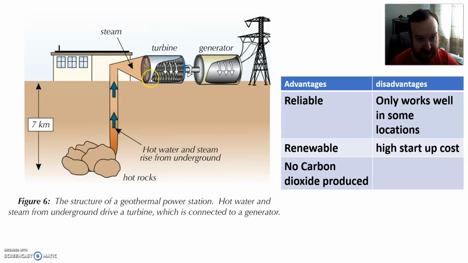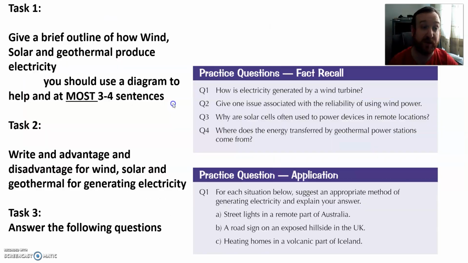Now, your task this week, boys and girls, you've got three, and I've got a bonus one coming. So first, you need to give a brief outline of how wind, solar and geothermal produce electricity. So it's a little sentence descriptor, at most 3 sentences, 1 or 2 sentences. Use a diagram to help, so draw a picture of it. Task 2, you need to write an advantage and a disadvantage for wind, solar and geothermal for generating electricity. So a pro and con for each.